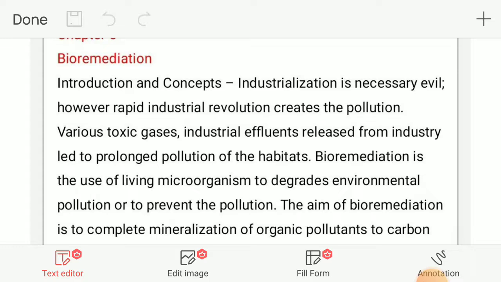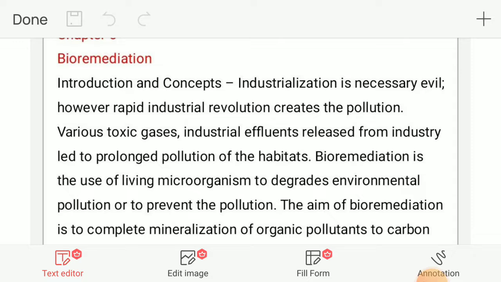Industrialization is a necessary evil. Nowadays, the rate of industrialization is going on increasing. A lot of industries are established in our area. However, the rapid industrial revolution creates pollution. It is a necessary evil, meaning it is necessary, but sometimes it creates problems, or sometimes it creates a disaster also. The problems come in the form of pollution.